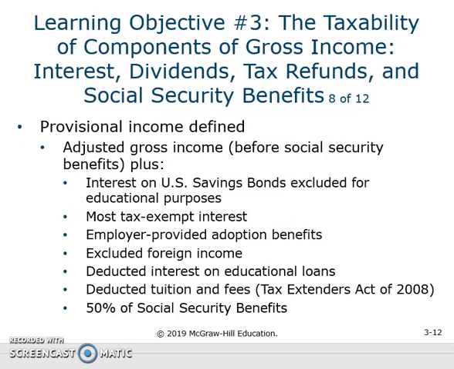Provisional income is defined as adjusted gross income before the Social Security benefit, plus any interest on U.S. savings bonds that were excluded for educational purposes, most tax-exempt interest, employer-provided adoption benefits, excluded foreign income, deducted interest on educational loans, and deducted tuition and fees, and 50% of the Social Security benefits that were received.